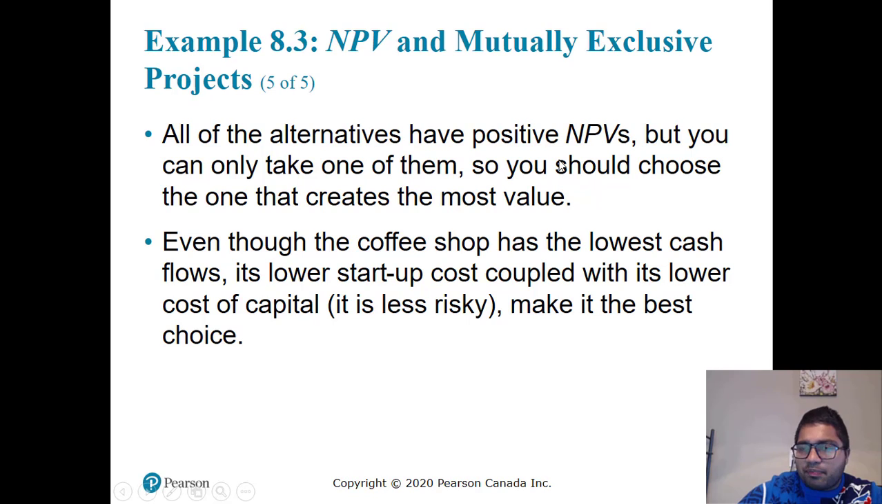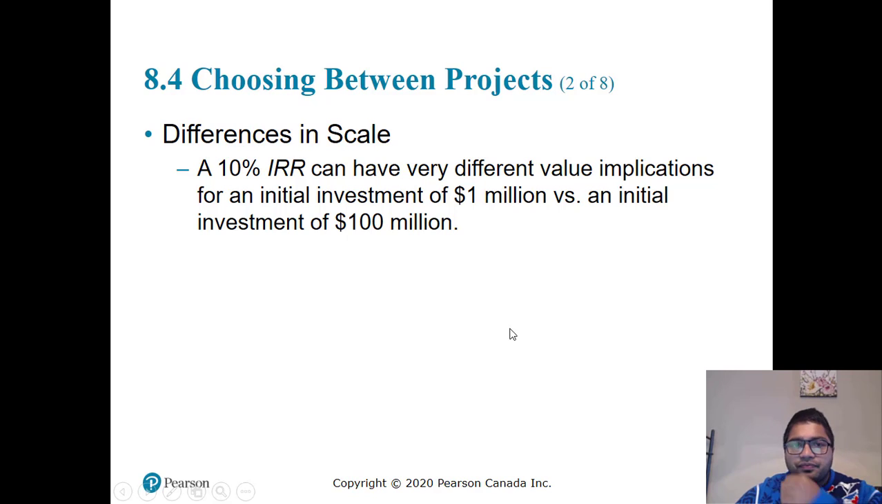All of the alternatives have positive NPVs, but you can only take one of them. So you would choose the one that creates the most value. Even though the coffee shop has the lowest cash flows, its low startup cost coupled with a lower cost of capital makes it the best choice. Next, sometimes there are differences in scale.